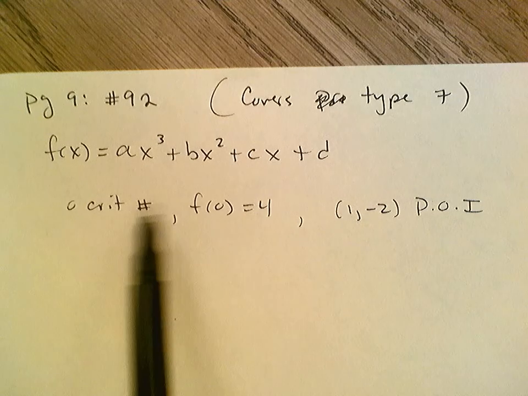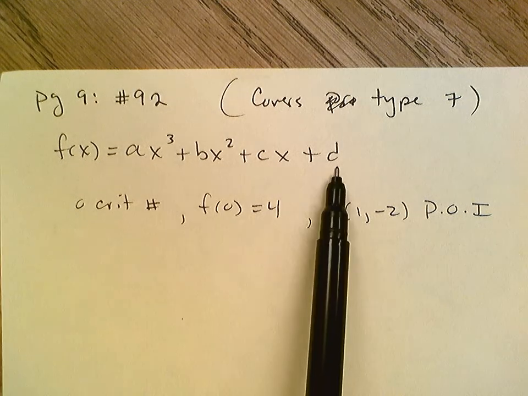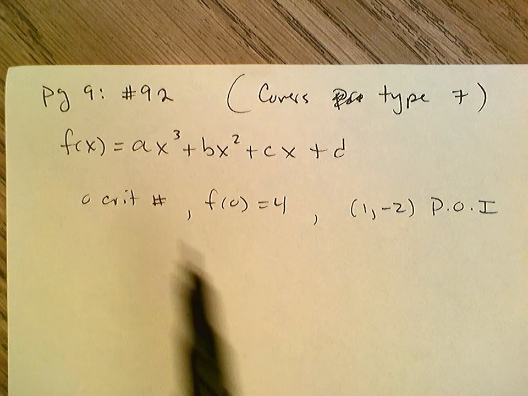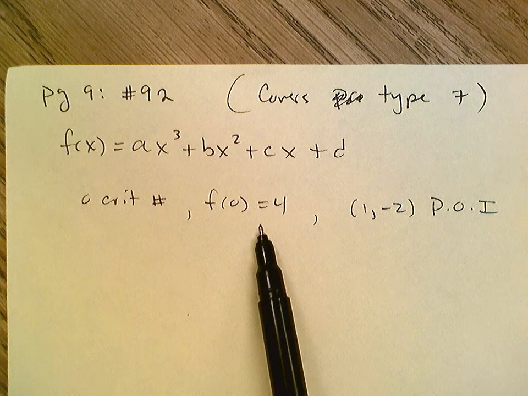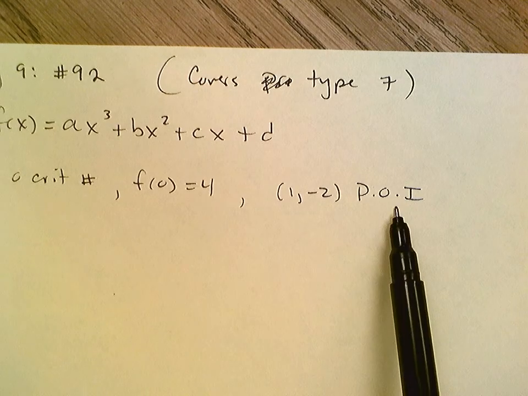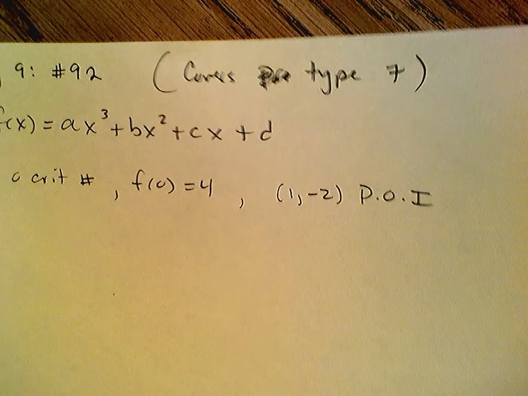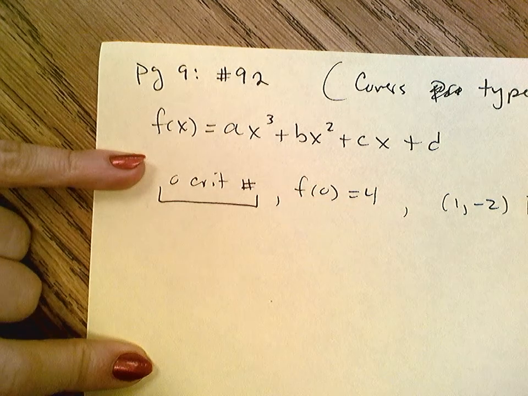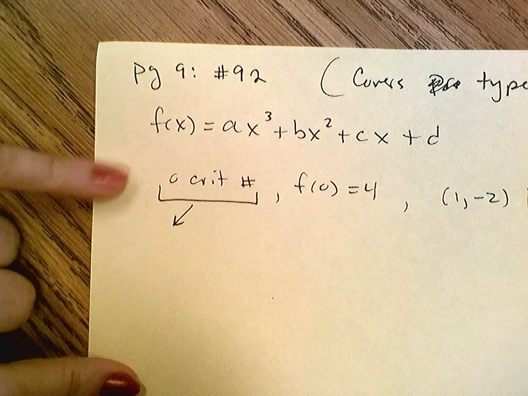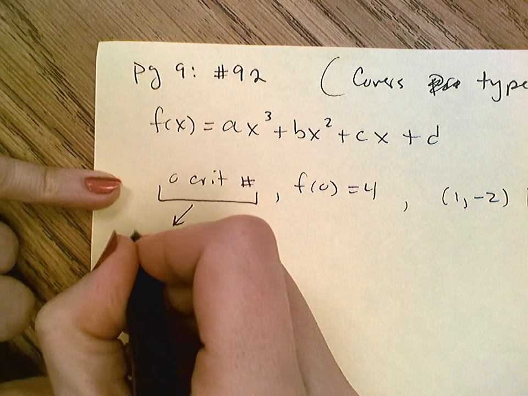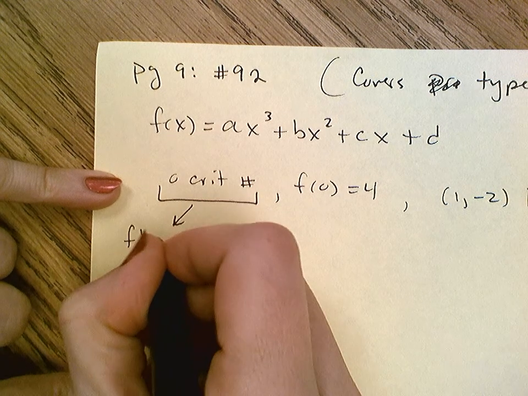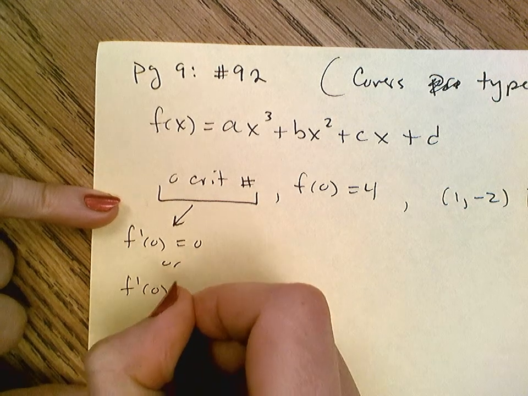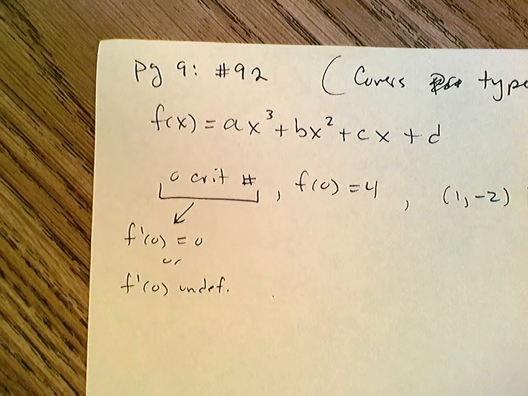So what they're telling you, you've got f of x is this. They're telling you these things. 0 is a critical number. f of 0 is 4, and (1, -2) is a point of inflection. Okay, so 0 is a critical number. How does that help me? 0 is a critical number means that f prime of 0 is 0 or f prime of 0 is undefined.